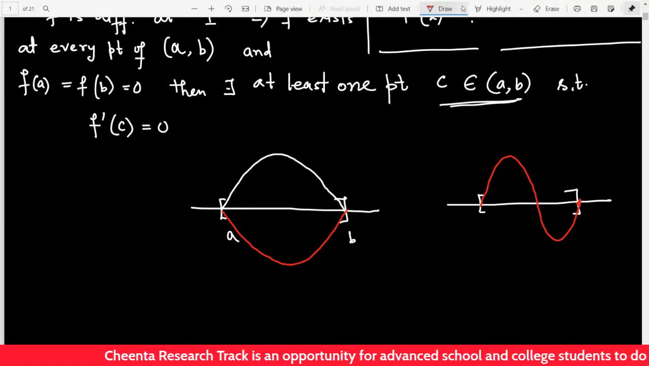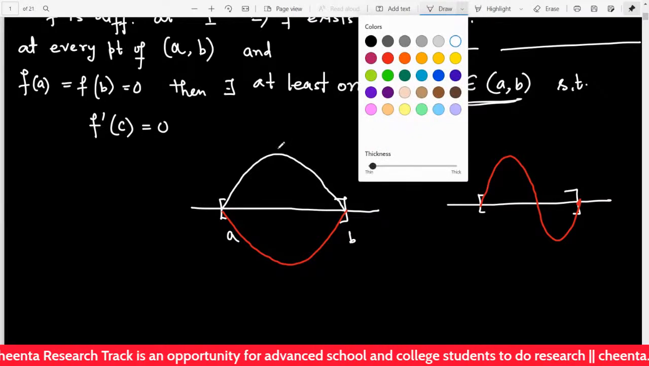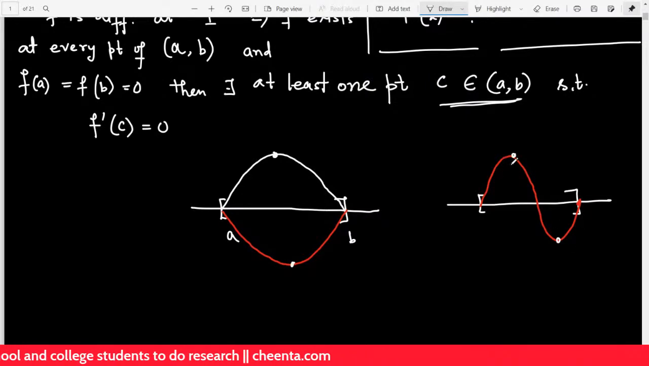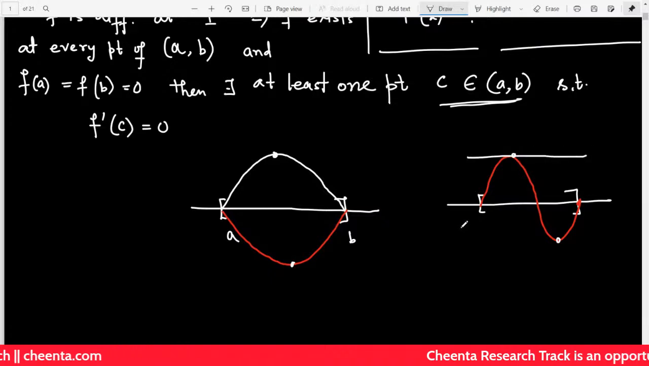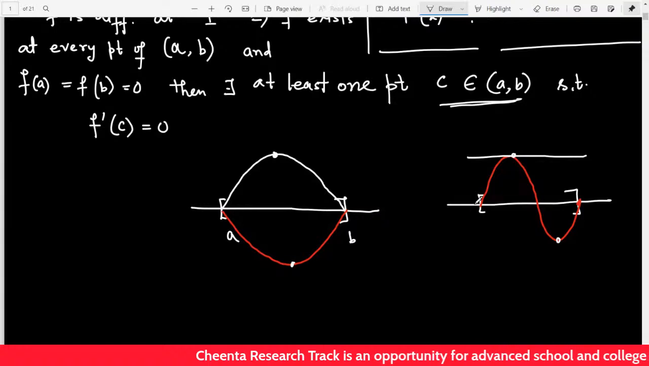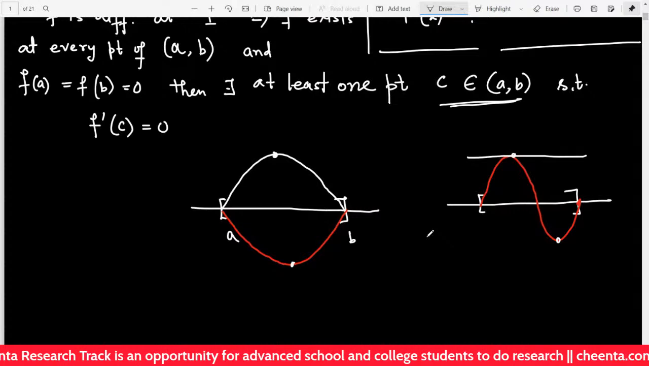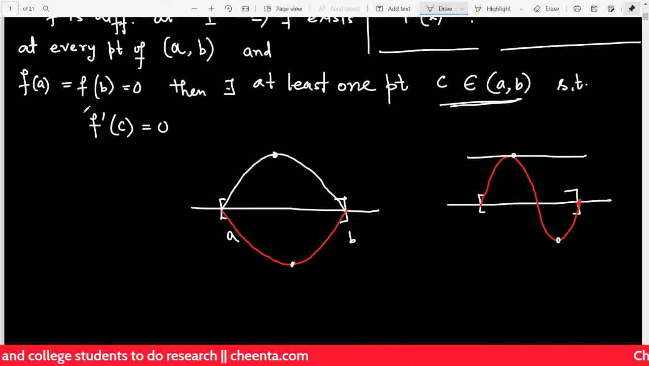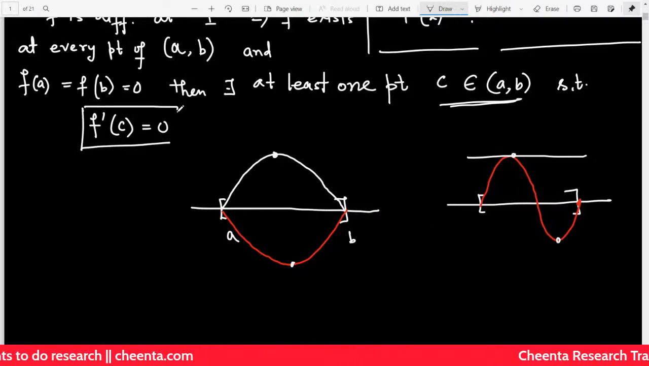Now what Rolle's theorem tells you is that since it attains a maximum and minimum, there exists at least one point where the slope is actually 0. That's what Rolle's theorem tells you geometrically. So the slope is 0 at some point, and that is precisely when we say that f prime of C is 0, because the derivative at a point is just a slope.